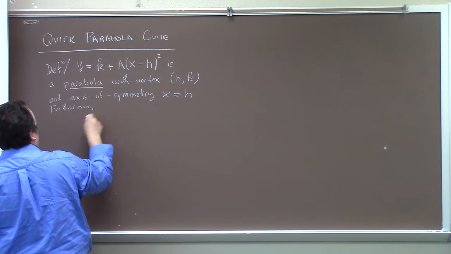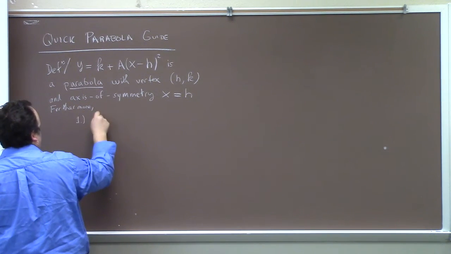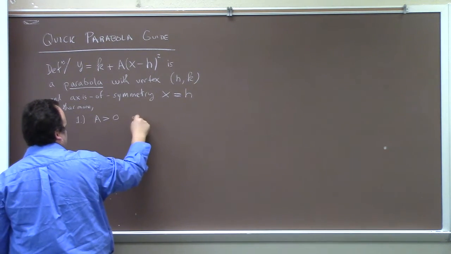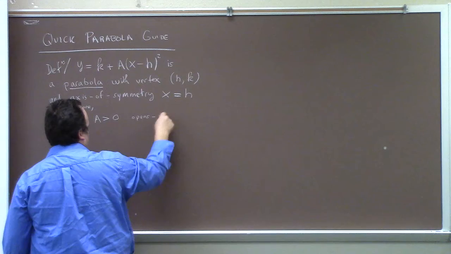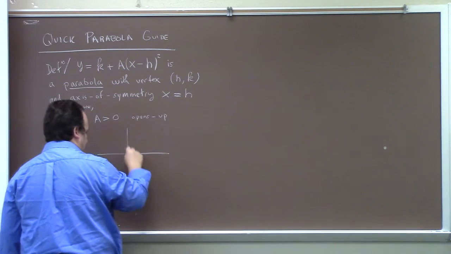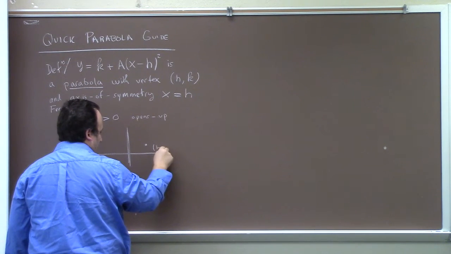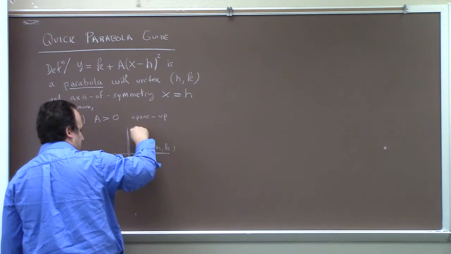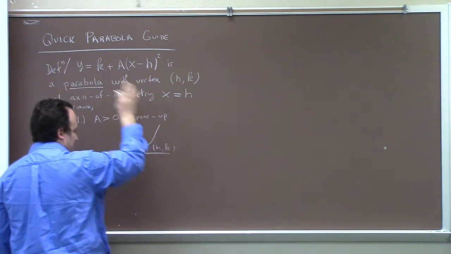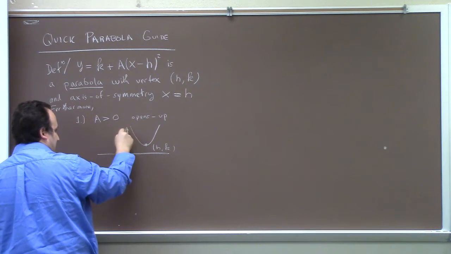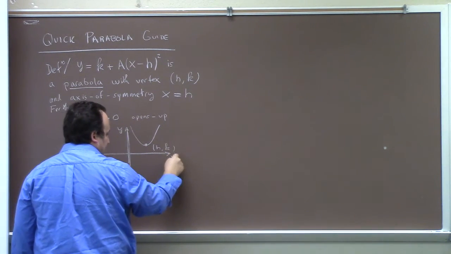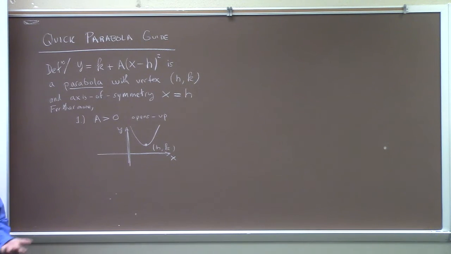All right, and furthermore, there are two cases. One, if a is greater than 0, it opens up. So basically the picture is something like this. There's the vertex, and it opens up. That's what it looks like, give or take. Of course, you could put the vertex in any quadrant you like. It doesn't have to be in quadrant 1. It could be in quadrants 2, 3, 4, whatever. The vertex could be at the origin, in which case we have something like y equals x squared.